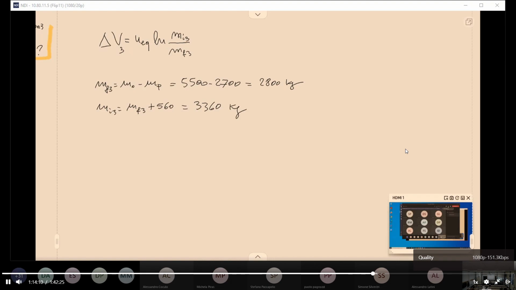Very simple. It's extremely straightforward. We can evaluate our delta V for the last maneuver starting from the final mass, which is the initial mass minus the propellant mass, and considering the amount of propellant that we have found as residual. That gives us the initial mass for this maneuver. And so we can just apply our rocket equation, and we obtain 547 meters per second.